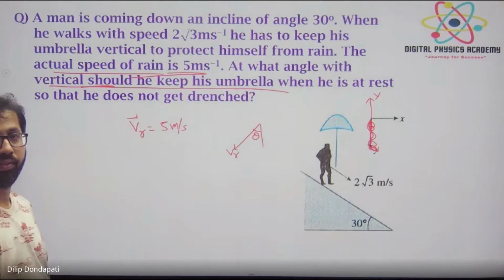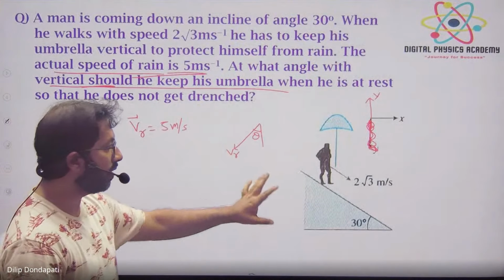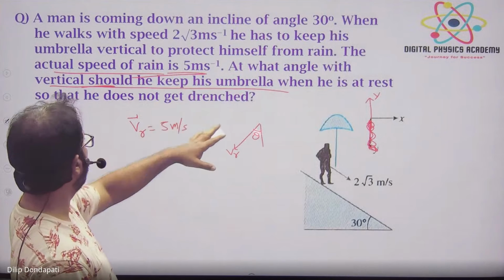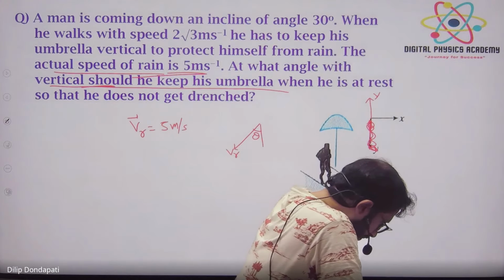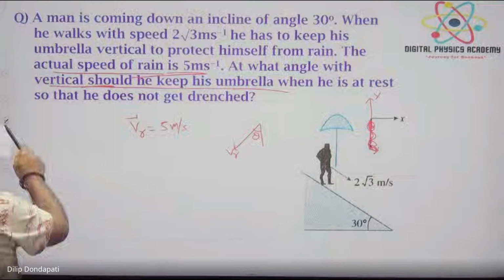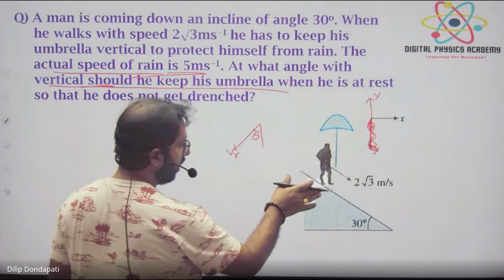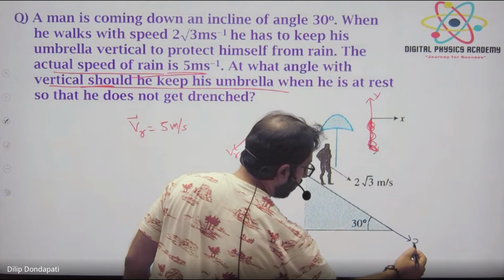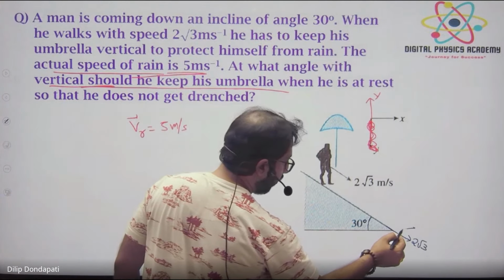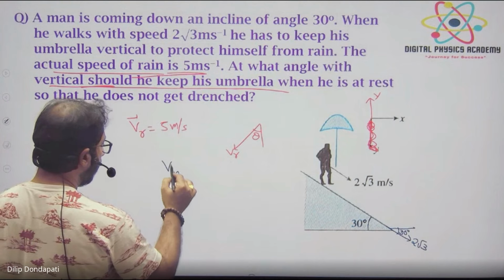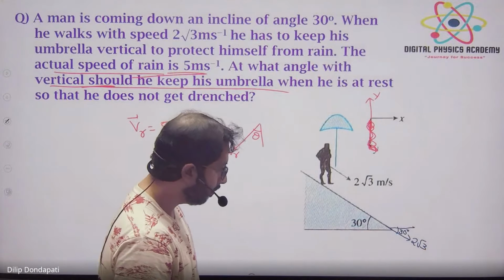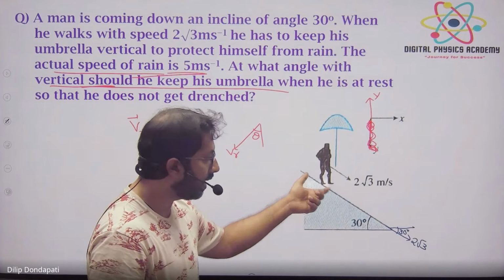In the first case he is coming, in the second case he is at rest. At that time, at what angle should I keep it so that he will not get drenched? Okay, first find the velocity of man. See, this is 2 root 3, right, and this angle is 30 degrees. Now take the components and try to find velocity of man. Sir, 2 root 3 cos 30 i cap, velocity j cap with minus. Sir, is 2 root 3 the velocity of man with respect to rain or rain with respect to man? With respect to the inclined plane only, it is talking about.